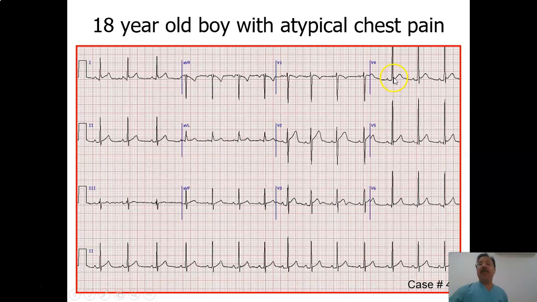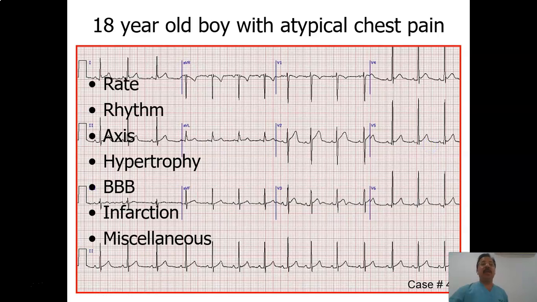And there is a notch at the end of the QRS complex before the ST segment, this notch. And the T waves, like if you see in V2, are quite tall. So this is the ECG of benign early repolarization.